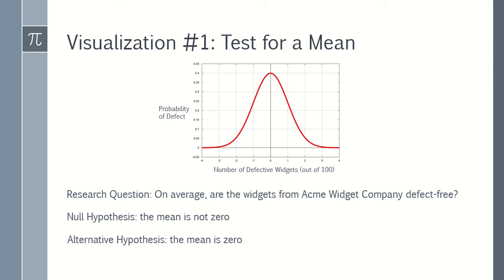Looking at testing for a mean, if we look at the slide, the research question is, on average, are the widgets produced by the company free of defect? This is an important question for the company. To analyze it, we can ask the following null hypothesis. We can formulate the null hypothesis as the mean is not 0. And the goal here is to be able to reject it. So the alternate hypothesis would be the mean is 0.